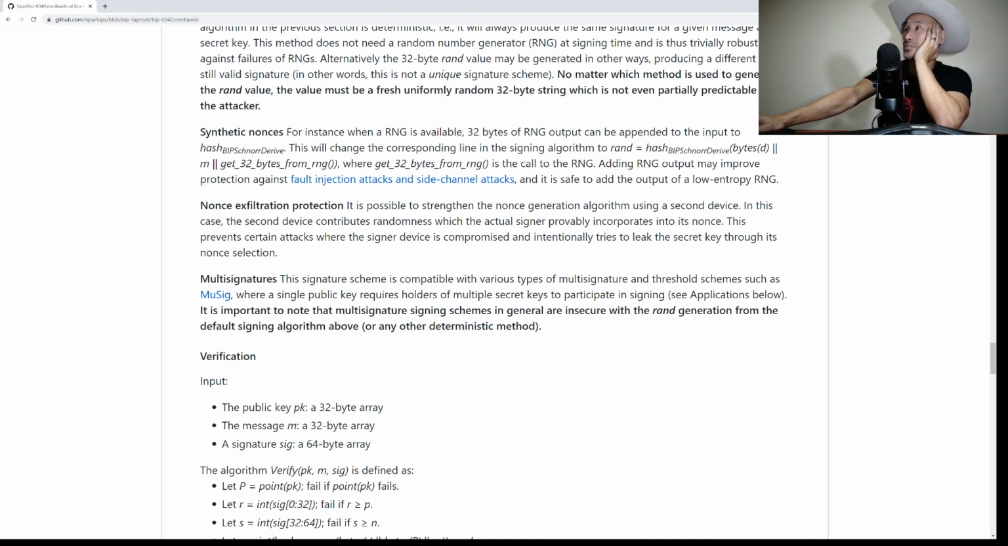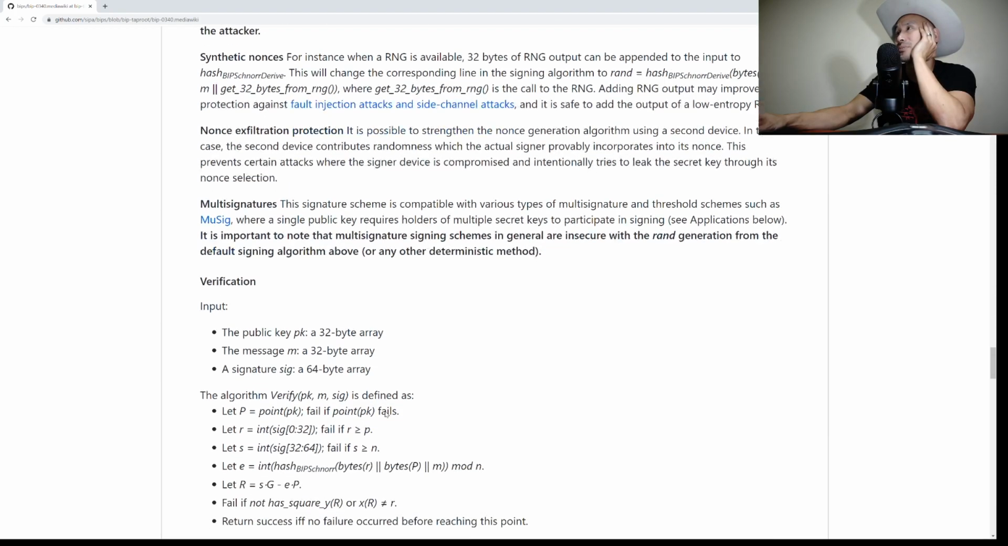Multi-signatures. This signature scheme is compatible with various types of multi-signature and threshold schemes such as MuSig, where a single public key requires the holders of multiple secret keys to participate in signing. See applications below. It is important to note that multi-signature signing schemes in general are insecure with the random generation from the default signing algorithm above or any other deterministic method. So MuSig is one of the big ones, and you can aggregate pub keys, you can aggregate signatures. One of the things that it's pointing out is that you shouldn't use the deterministic signing algorithm above for MuSig. You need to use something else, and in fact, you need to commit to certain things beforehand.